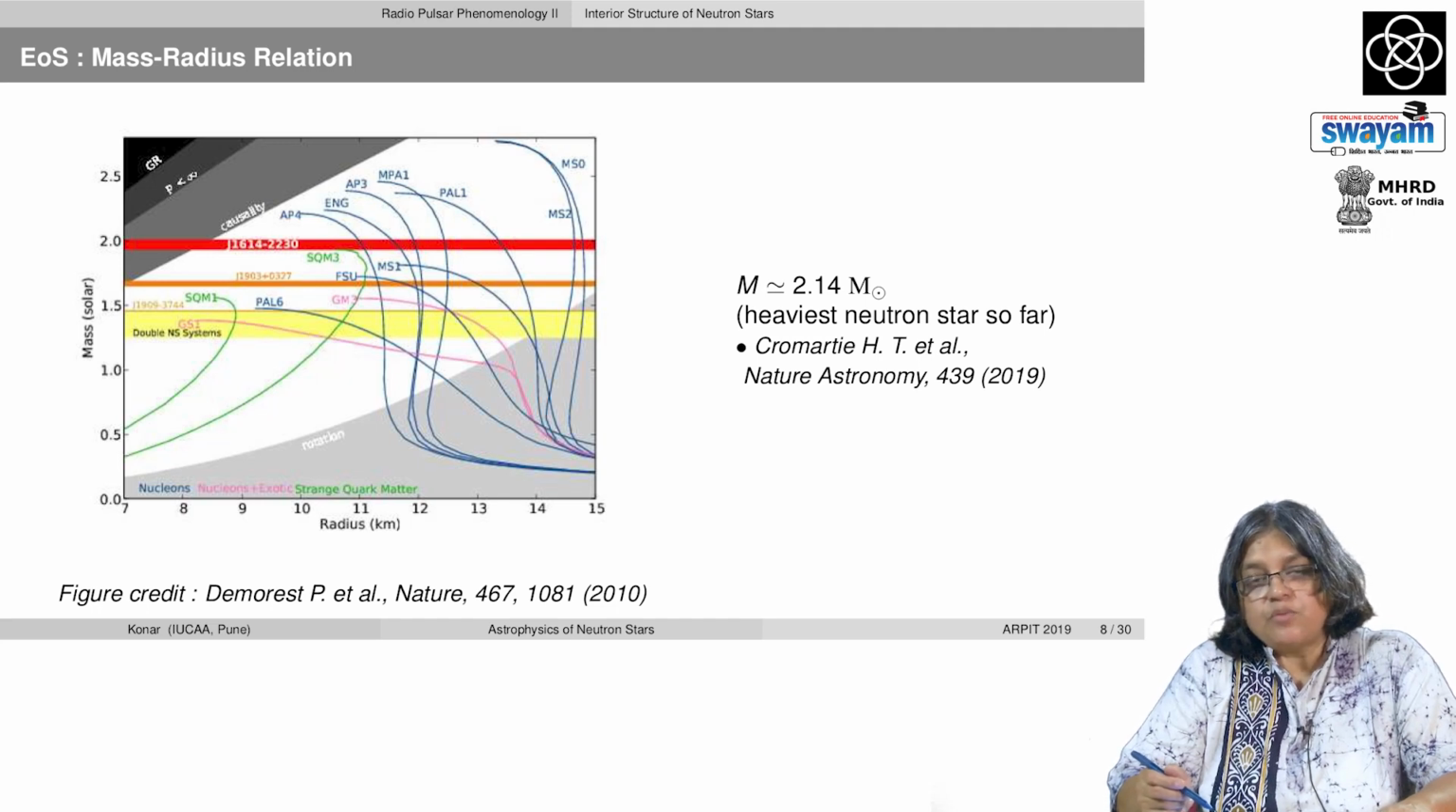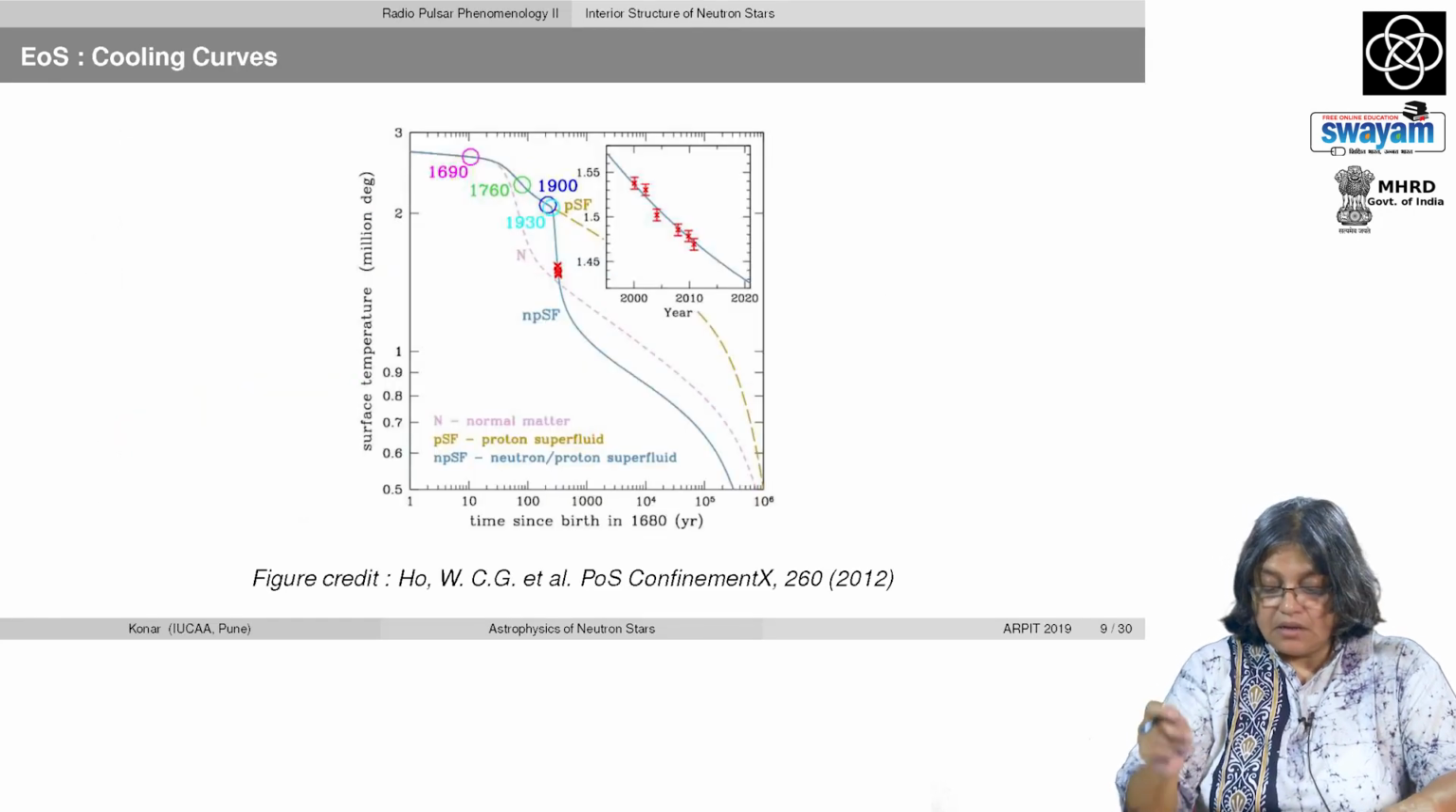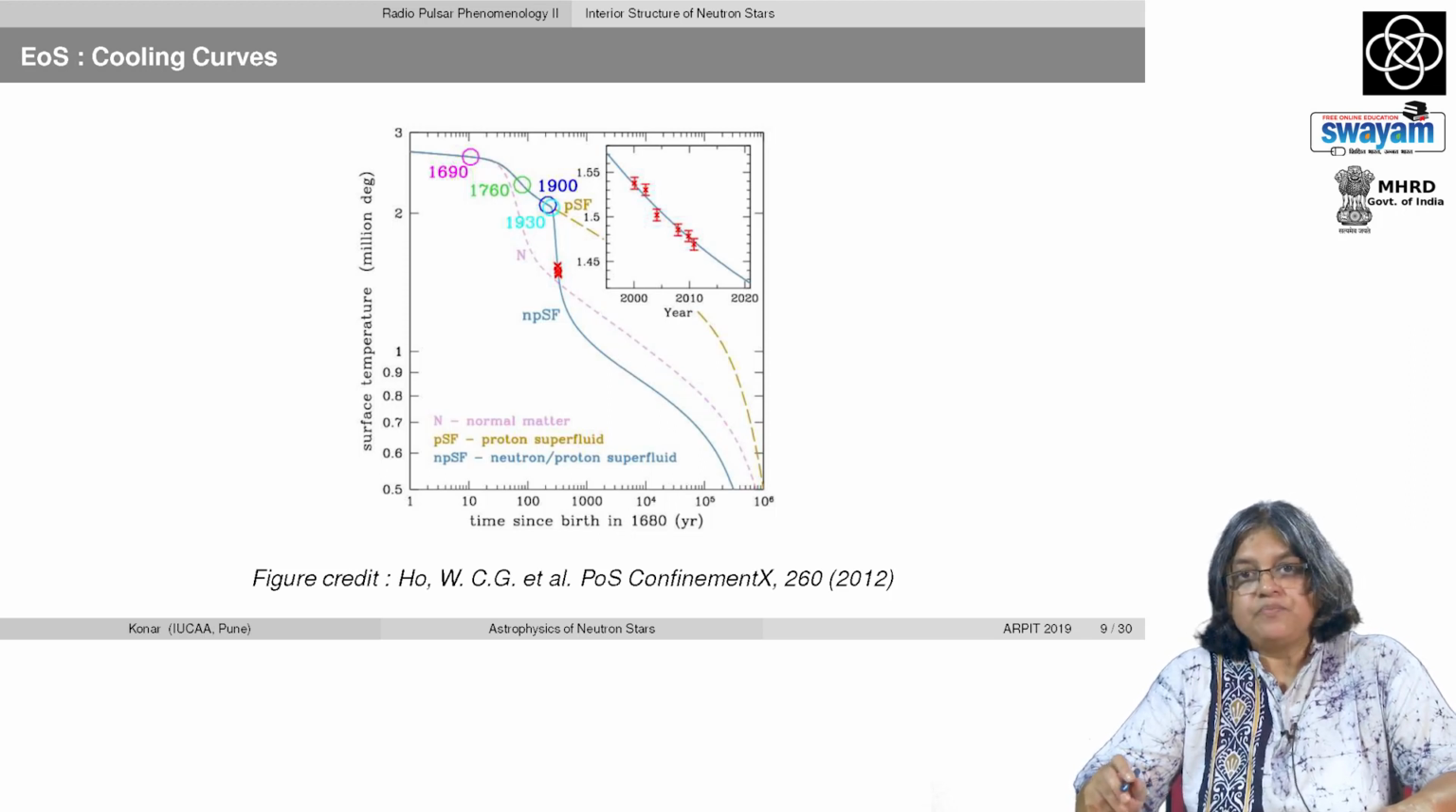Now, this plot comes from a paper which is almost a decade old now. The recent mass measurement, which became available only a few months ago, pushes this bar a little higher. So, now we have a confirmed mass measurement of 2.14 solar mass, somewhere here, and that gives us a constraint on the equations of state. There is also another way to constrain the equations of state. A constraint on the equation of state basically tells you what kind of material is there inside a neutron star, and as a consequence how such material behaves.